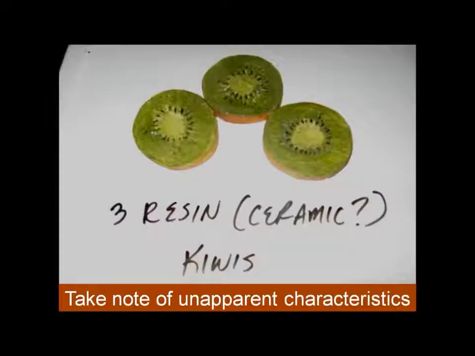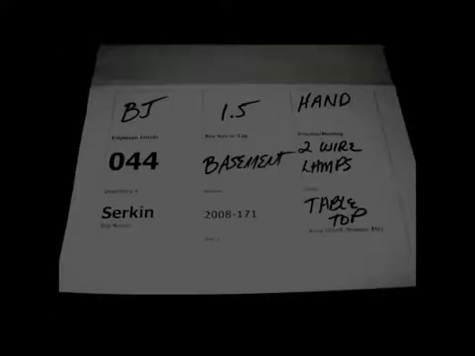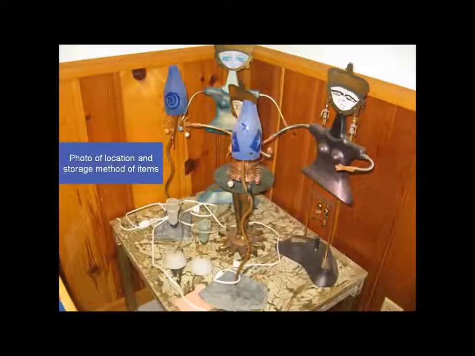These items, as I was packing them, I realized they're hand painted. I didn't want to write that down, and I just kind of kept my comment vague. These are 3 resin or ceramic. I don't really know. I put the question mark, and they're kiwi slices. The next box, to be hand cleaned.